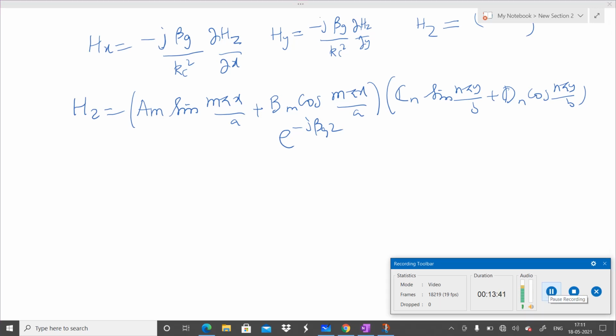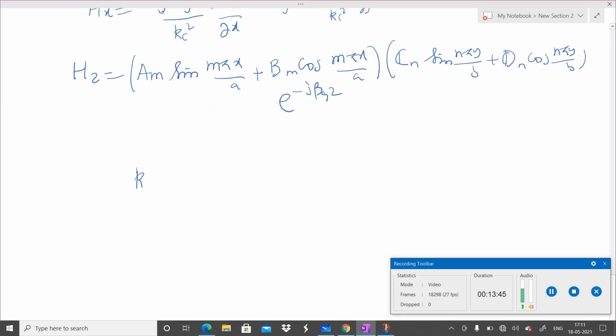And what is this Kc? You might be thinking, we have done it last time also. So if you see, this Kc was defined as Kc square is omega square mu epsilon minus beta g square. So wherever omega square mu epsilon minus beta g square was there, we replaced that with Kc. Okay. Now in this part I will end here.